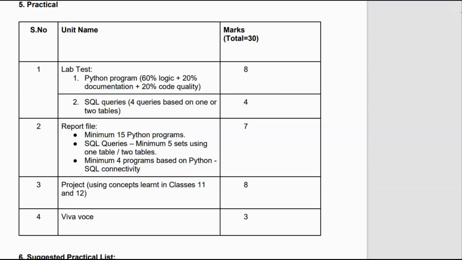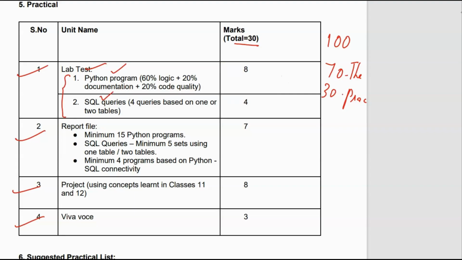So your computer science exam comprises 100 marks in total. Out of that, 70 marks you are writing on the theory part, right? And the remaining 30 marks you are writing on the practicals part. Under these 30 marks, you have 4 divisions. The first division is your lab test. Under the lab test, you have 2 parts. They will be asking you Python programs and SQL queries.